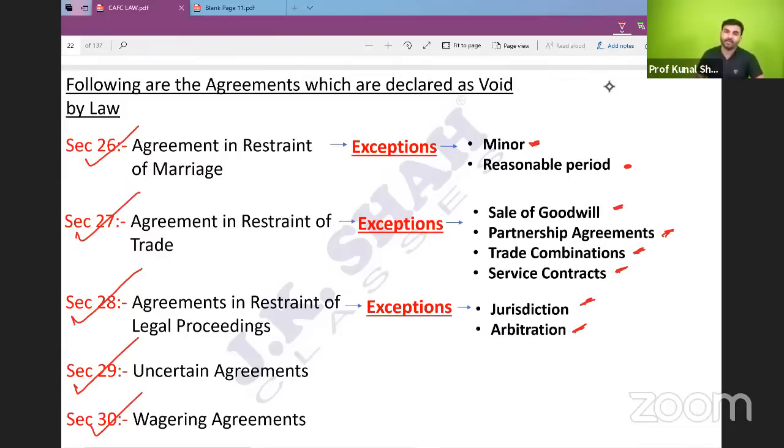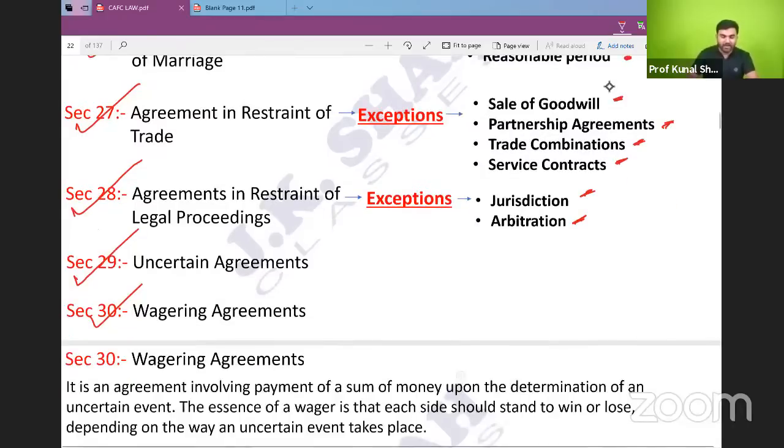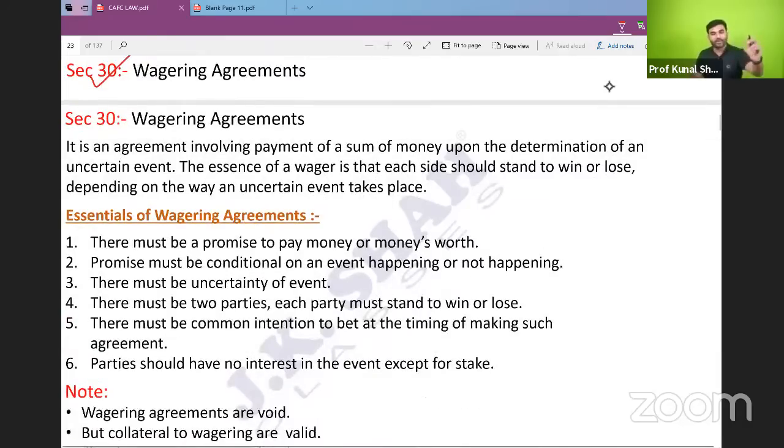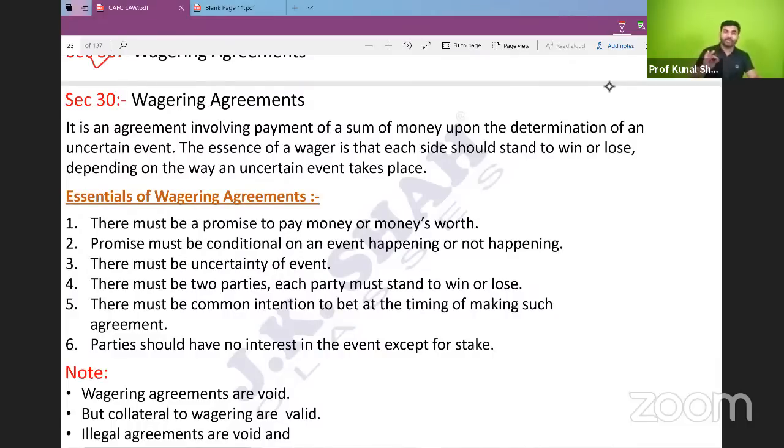Last, wagering agreements. Any agreements which are towards betting transactions are called wagering agreements, wherein the main object is either winning or losing. So, a wagering agreement is an agreement involving payment of money upon determination of an uncertain event. If the uncertain event happens, pay me the money. If the uncertain event does not happen, don't pay me the money. The main importance of a wagering agreement is nothing but either to win or to lose.